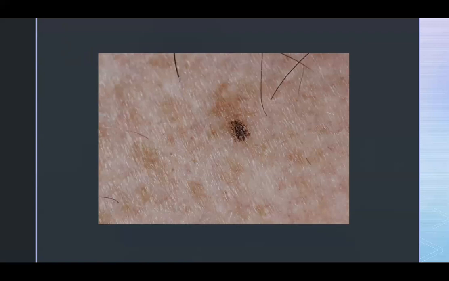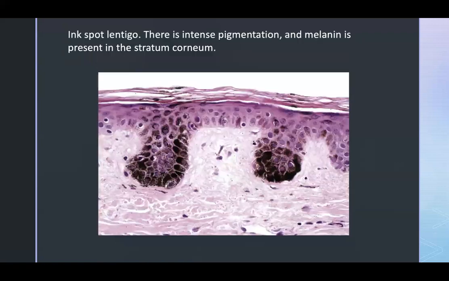Here is an example of an ink spot lentigo. And on pathology, it almost looks like a tattoo at the base of the reedy ridges because you've got intense pigmentation. The melanin is so dense that it looks almost black here. And it's present along the stratum corneum. Now, the only time you should see black pigment is in a tattoo. This is technically very dark brown due to the increased concentration.